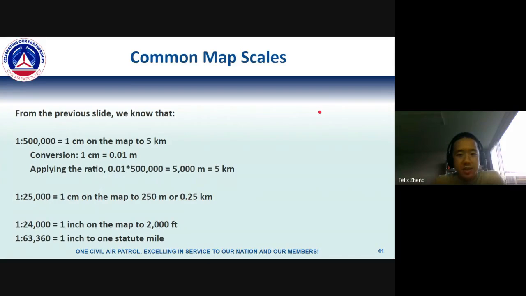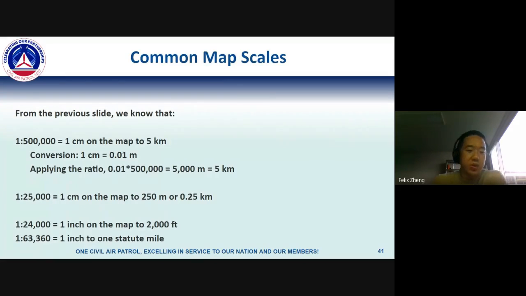So here's some common map scales, and you might be wondering why we have some weird numbers. The 1 to 500,000 scale means that 1 centimeter on the map is 5 kilometers. The way we know that is 1 centimeter is 0.01 meters. 0.01 meters times the scale of 500,000 gives you 5,000 meters, which is equal to 5 kilometers. There are some other scales, such as 1 to 25,000. So 1 centimeter on the map is equal to 250 meters, or 0.25 kilometers.